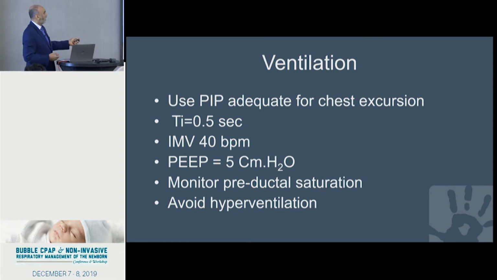Then you have the I time of 0.5, and now actually we tend to use less I time. The ventilators now are very good; in the olden days, to build up the pressure, it took longer. Right now with the current ventilators, I see a shift from 0.5 to 0.4, using a rate of 40 breaths per minute and PEEP of 5, and then we are monitoring the pre-ductal sats and not the post-ductal sat. You can measure both, but really we are looking for the pre-ductal sat, which is what goes to the brain. And then, of course, avoid hyperventilation.